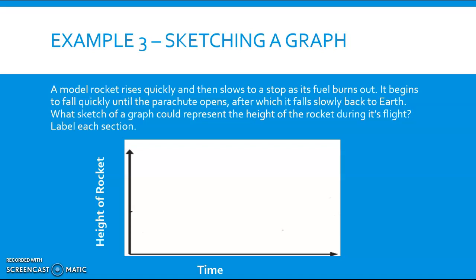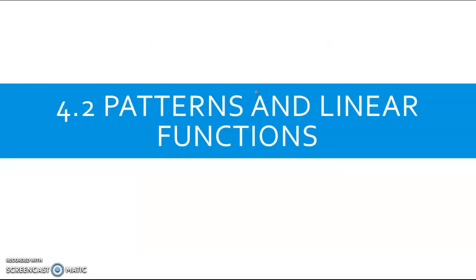So let's go ahead and label some intervals here. A model rocket rises quickly. This is going to be interval 1. Okay? Pause this real quick. Model rises quickly, then it slows to a stop. Okay, that's interval 2.